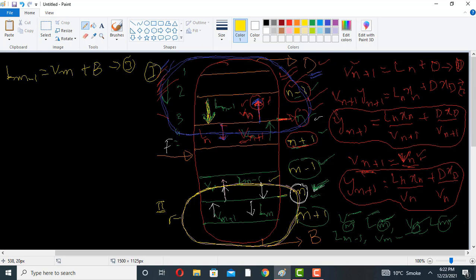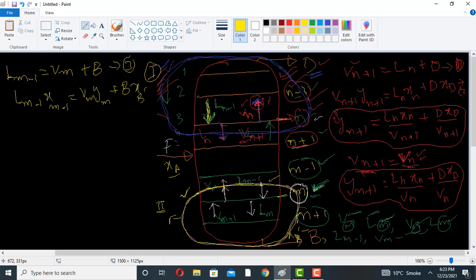Now what will be the component balance in this stripping section on the basis of the more volatile component? It will be written as Ln minus 1 into Xn minus 1 is equal to Vn Ym plus Vxb dash. Remember, in the start of this lecture we discussed that the mole fraction of the more volatile component in this product will be xb dash. For the distillate, the mole fraction of the more volatile component was xd. So don't confuse these two.